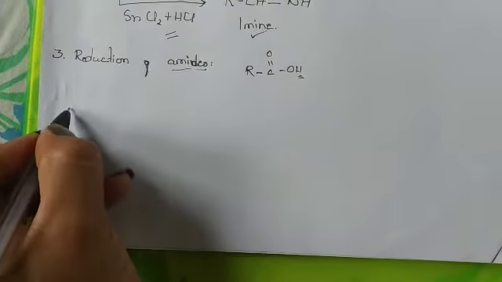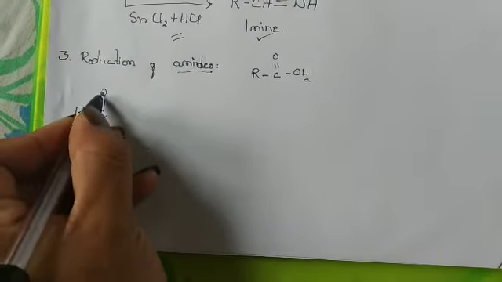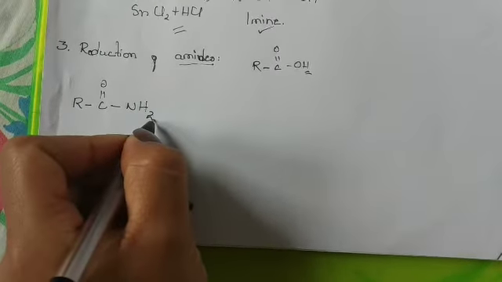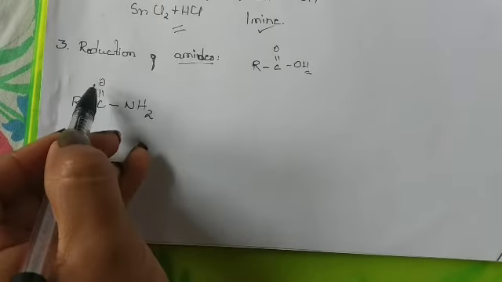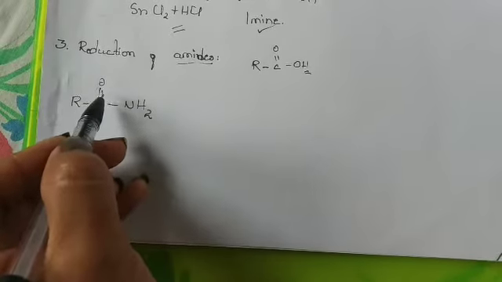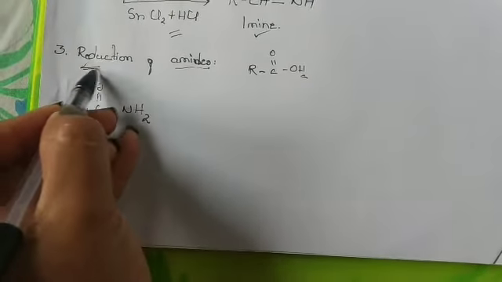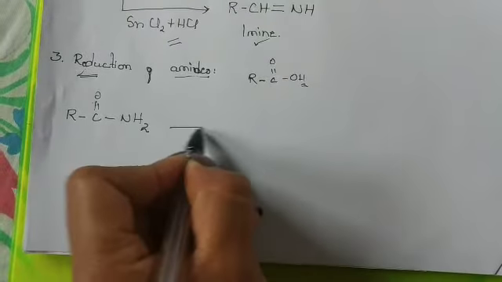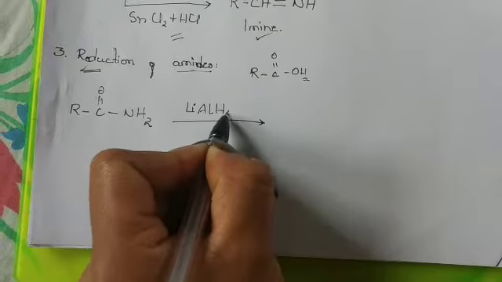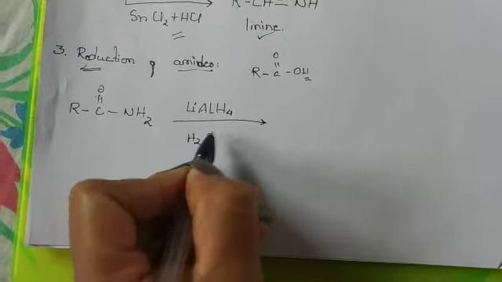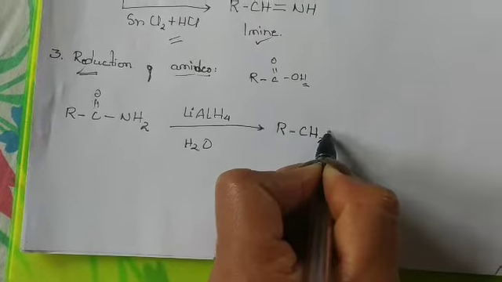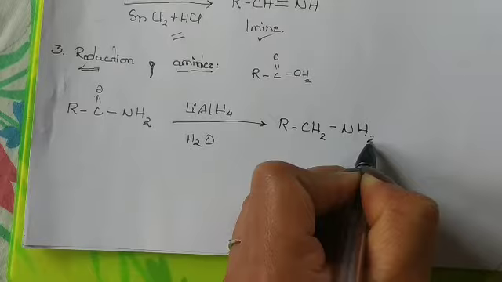Now amides, the derivatives of carboxylic acids, this is an amide, a typical amide. Now there is removal of oxygen and then two hydrogen atoms are added, and this is known as reduction. Keep that in mind. And now on reduction of amides with lithium aluminum hydride in water, two hydrogens are added with the removal of the oxygen atom, and we get our amines.